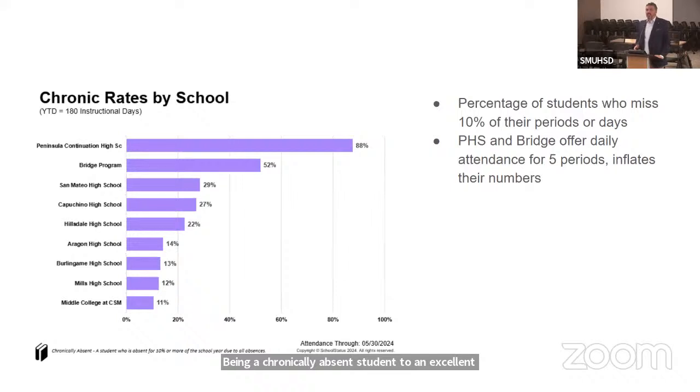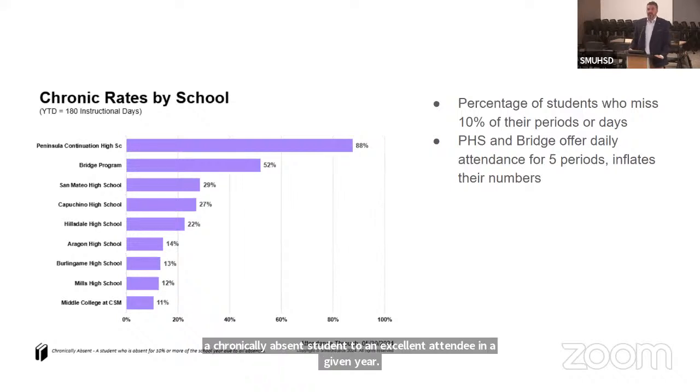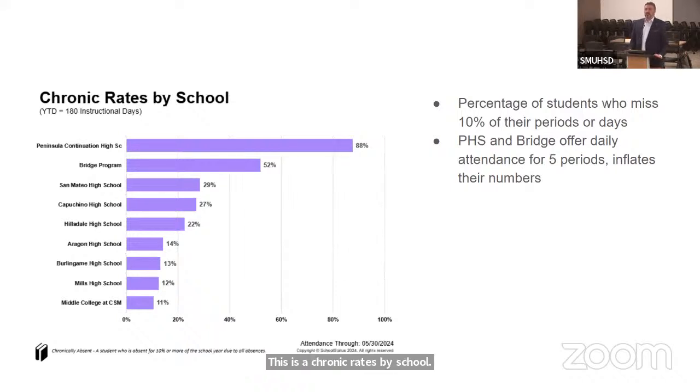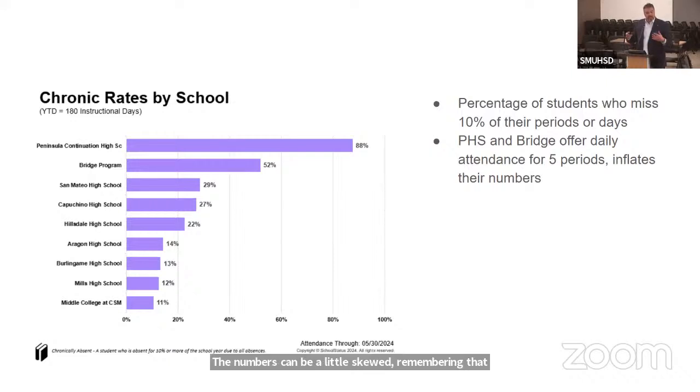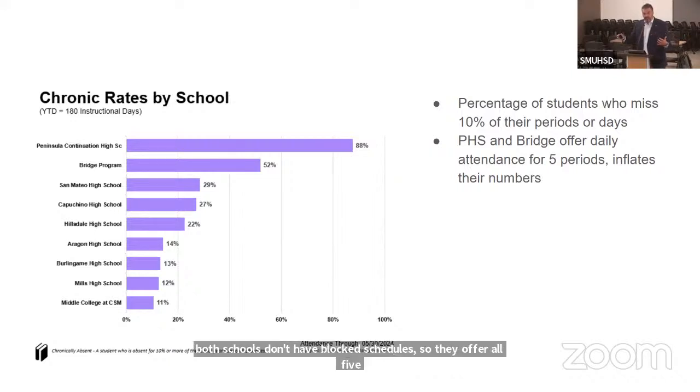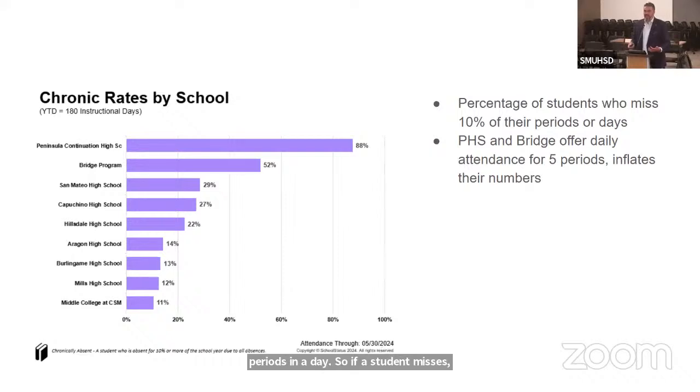This is chronic rates by school. It's not a surprise. A few things to point out. Peninsula and Bridge are at the top. The numbers can be a little skewed, remembering that both schools don't have block schedules, so they offer all 5 periods in a day. So if a student misses, their rate's going to be a little higher than the other campuses.